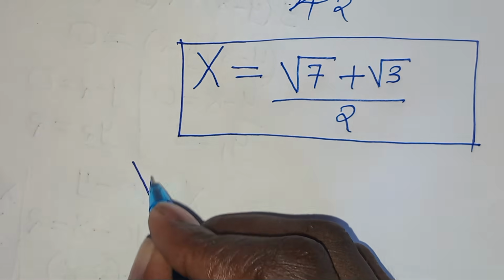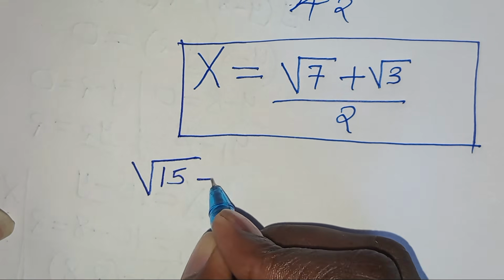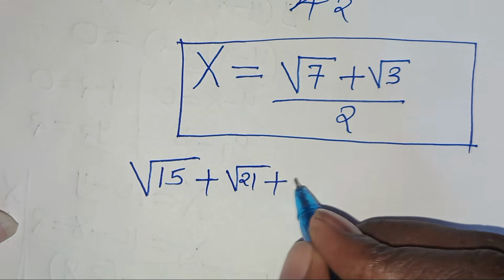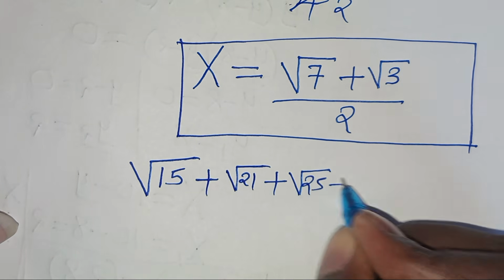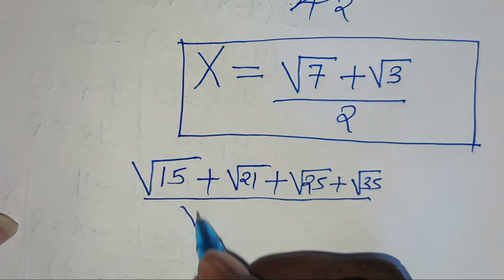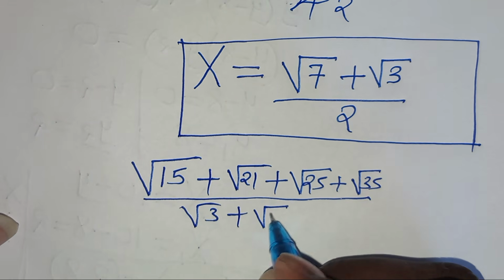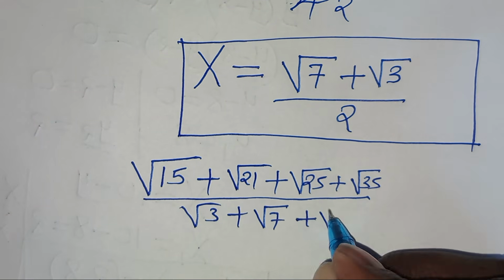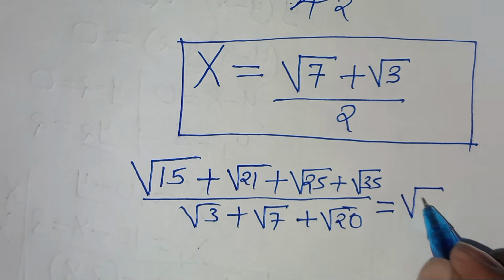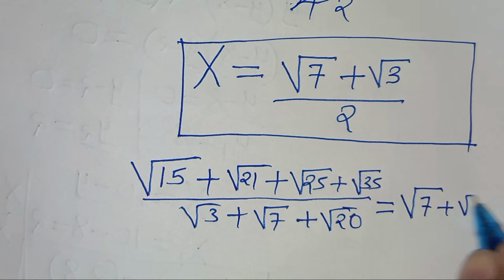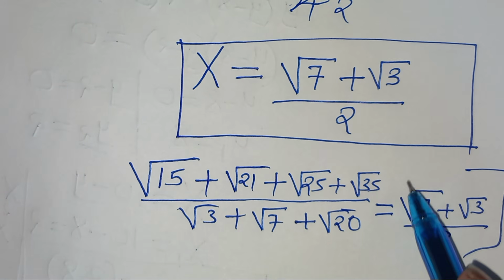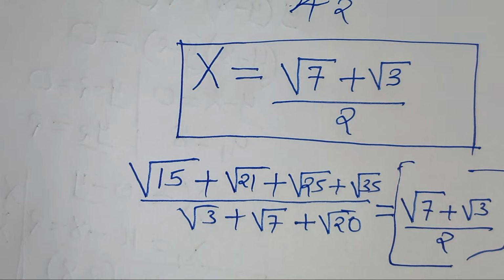the square root of 15 plus square root of 21 plus the square root of 25 plus square root of 35 divided by square root of 3 plus square root of 7 plus square root of 20. This is equal to square root of 7 plus square root of 3 divided by 2. So this is the solution to this square root math problem.